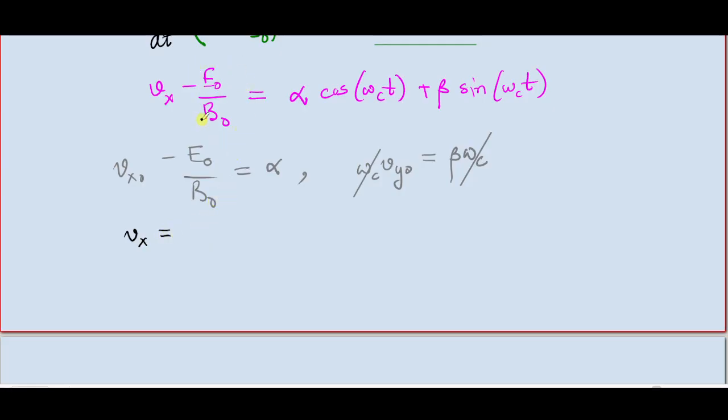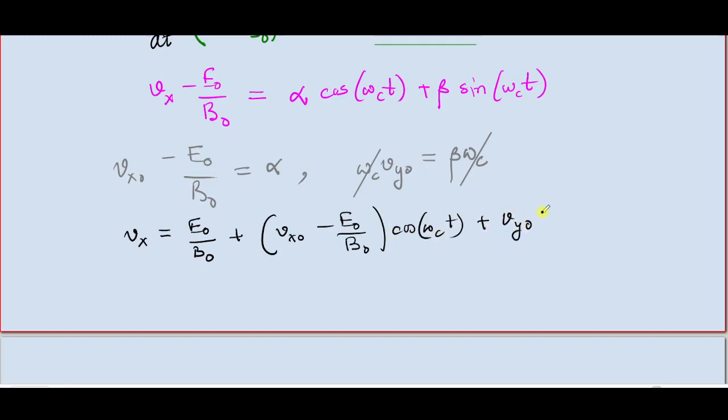By taking the E0 by B0 to the other side, we get Vx as a function of time is given by E0 by B0 plus Vx0 minus E0 by B0 into cosine omega ct plus Vy0 sine omega ct. So in terms of the initial conditions Vx0 and Vy0, and of course the constant parameters of the problem E0 and B0, we have found out an expression for Vx.